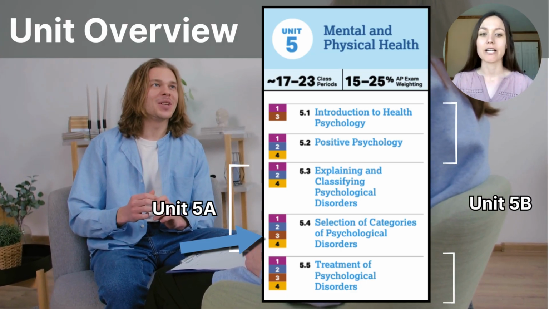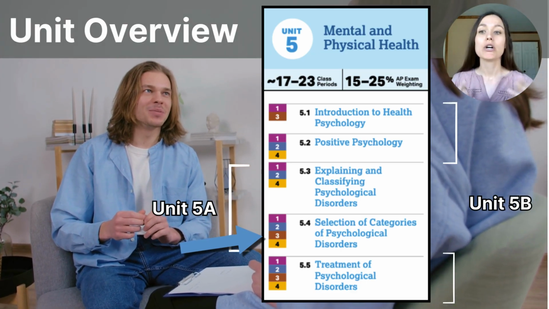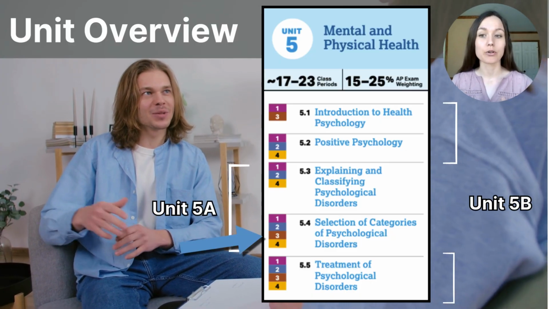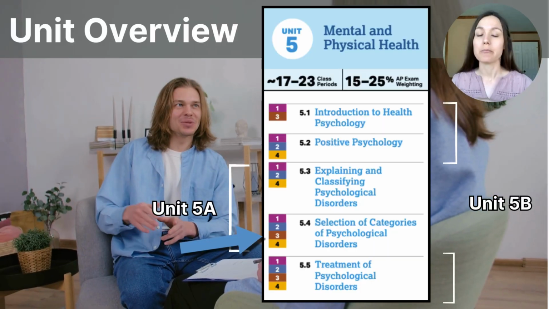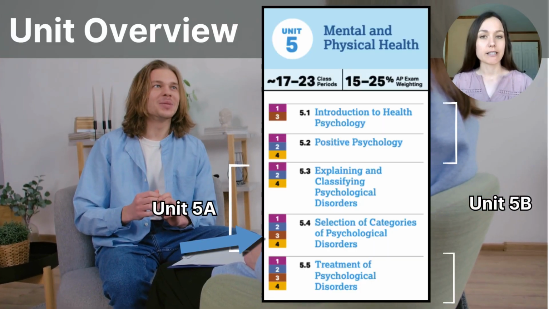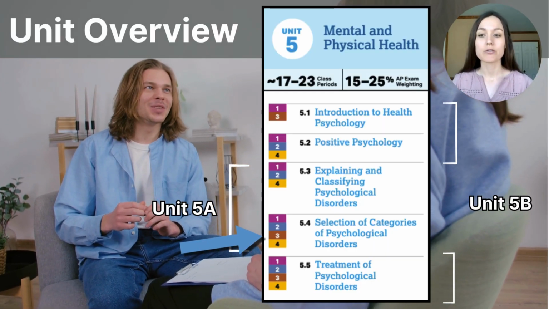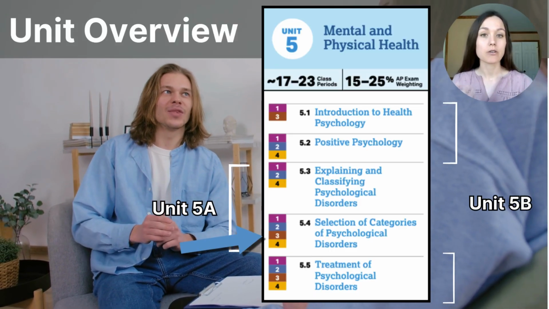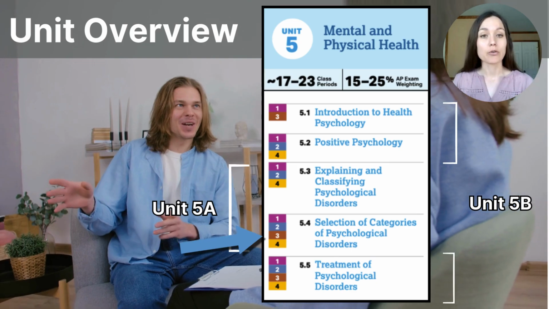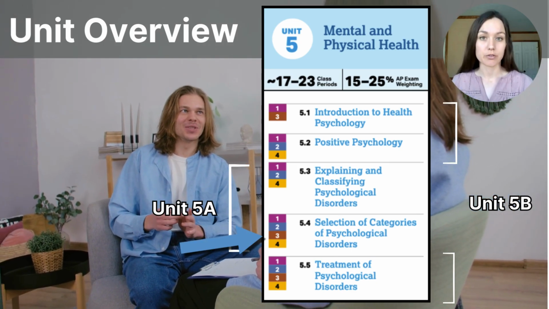As you can see in the unit outline, we are still in that section called Selection of Categories of Psychological Disorders. And as you already know, there are many categories within the Diagnostic and Statistical Manual of Mental Disorders, and we are focusing on a select few. Today's video will focus on the category called schizophrenia spectrum disorders.